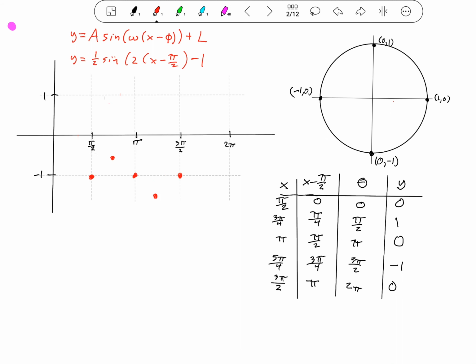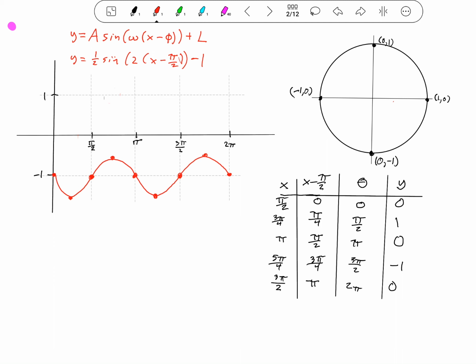And now, if we look at this, we can keep following the pattern to graph this whole distance. And so then we just have to fill in the graph with the appropriate line. And that is the function y equals 1/2 sine of 2 times x minus pi over 2, minus 1.